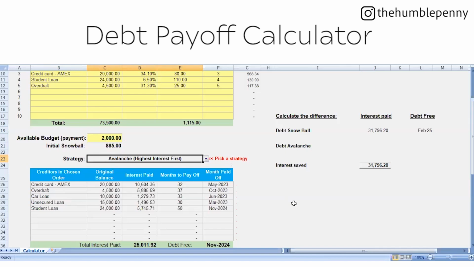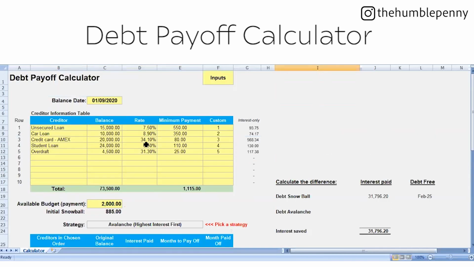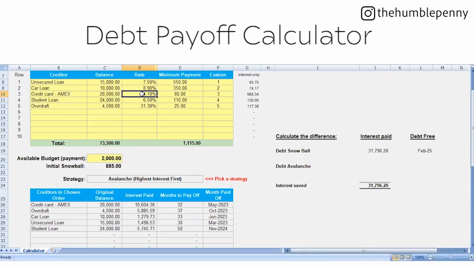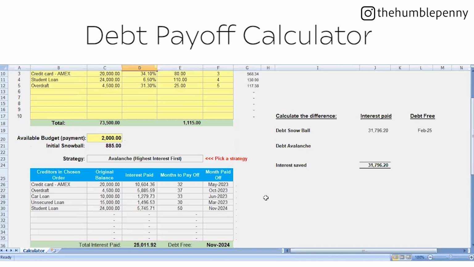With the debt avalanche, we are focusing specifically on the highest interest debt, because we want to pay off the debt that's costing us and hurting us the most. So you can see this table has arranged it such that the highest interest debt is the credit card at 34.1% in this example, followed by the overdraft at 31.3%, then the car loan at 8.9%. Now, notice the difference.